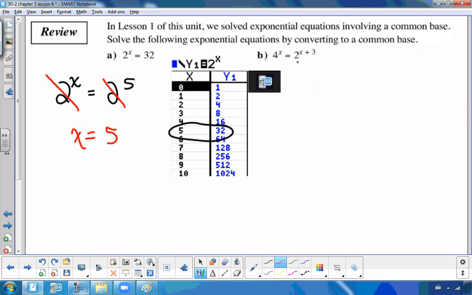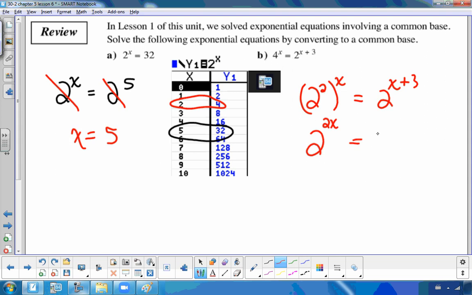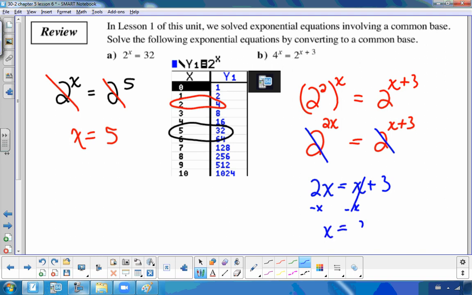Let's look at the next example. So 4 and 2 are the bases. Again, go to the smaller base, and you can see that 2 squared is the same as 4. So I can write the left-hand side as 2 squared to the x equals 2 to the x plus 3. So this will be 2 to the 2x equals 2 to the x plus 3. Again, make like a DJ, drop the base. So I can solve for x here by subtracting x from both sides, and I get that x is equal to 3.